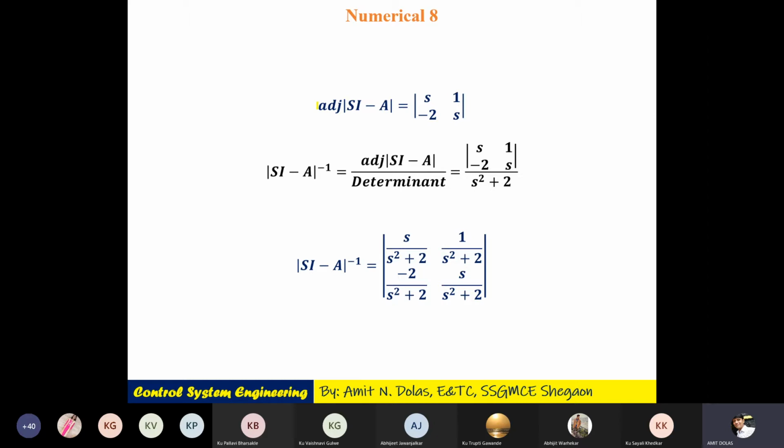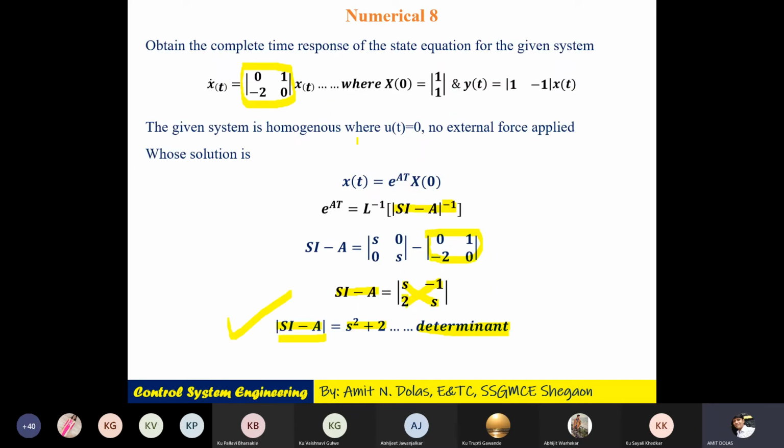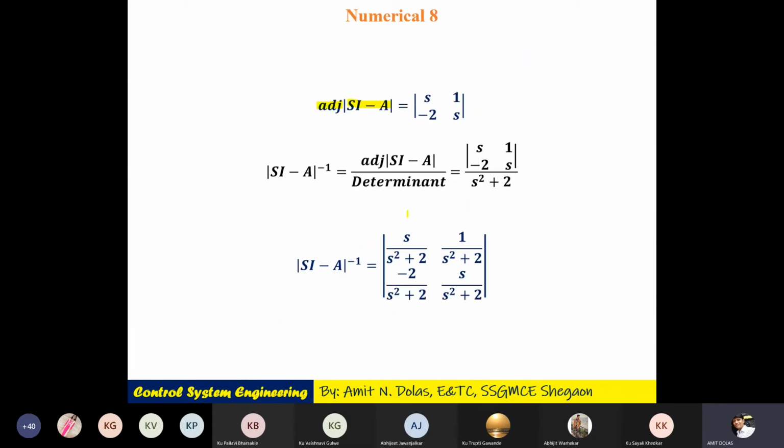So it is called adjoint of SI minus A. What do you mean by adjoint? Look at the thing here. What is SI minus A? It is S, minus 1 and 2, S here. But what is adjoint of this? We interchange these two terms. Both are S, that's why you are looking at it as S. And we change the sign of these: minus 1 was there, we made it plus, plus 2 was there, we made it minus.